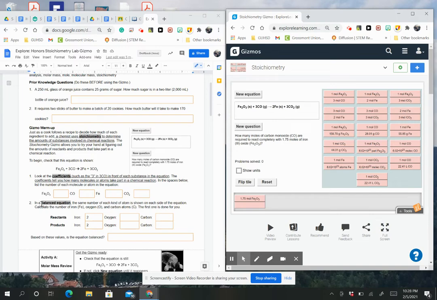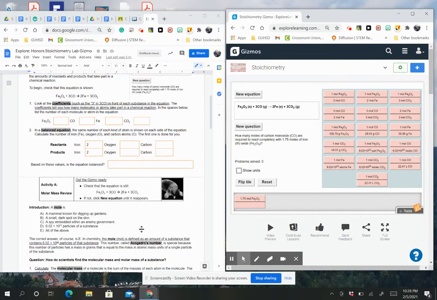Then it says in a balanced chemical equation, the same number of each kind of atom is shown on each side. So we're practicing balancing. What I would like for you to do is take a look at how many ions you have on the left side, the reactants, and how many you have on the products. The one for iron is done for you to give you an example of what that should look like. I have 2 irons here and I have 2 irons there. So you're going to fill in the answers for oxygen and carbon and answer these questions.